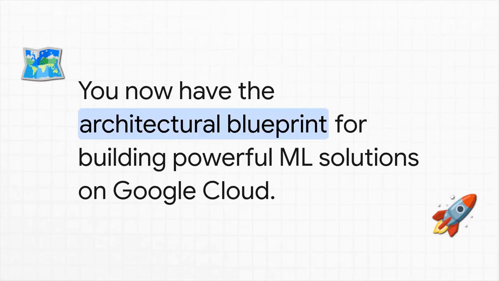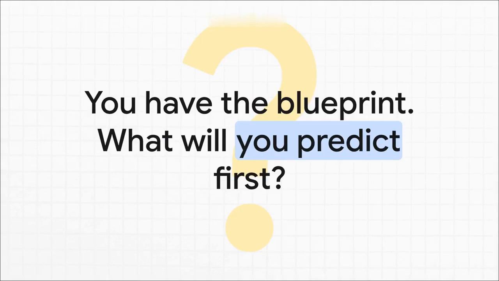So there you have it. We've walked through the whole journey, and what you have now isn't just theory. It's a practical, repeatable blueprint for turning your own data into powerful predictions on Google Cloud. So I've got one last question, but this one's for you. You have the blueprint now. You know the pattern for predicting churn or spotting fraud or forecasting demand, so the real question is, what are you going to predict first?